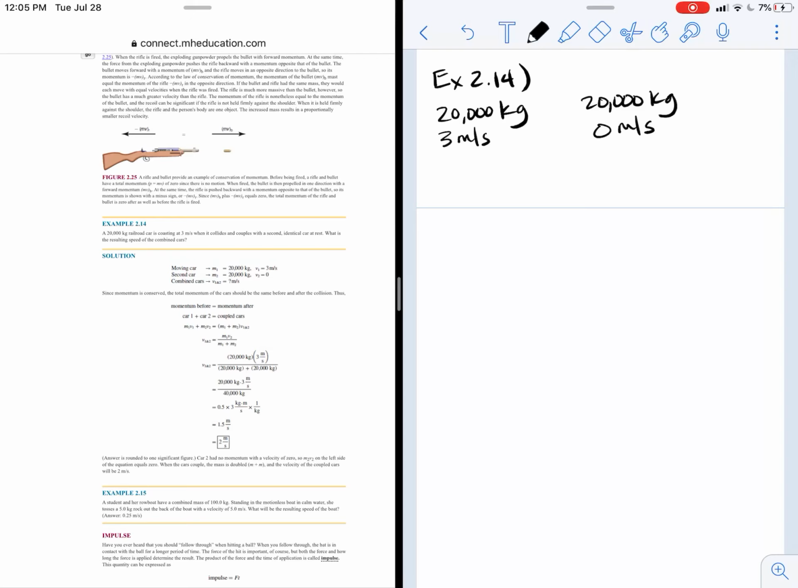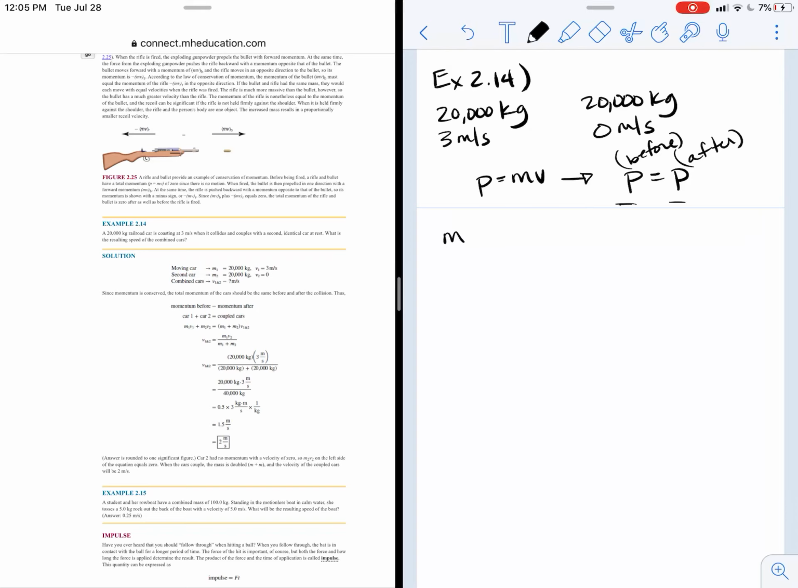All right, so this is conservation of momentum. We say momentum is equal to momentum because the momentum before is equal to the momentum after. So this is like before and after. Okay? All right. So stick with me.